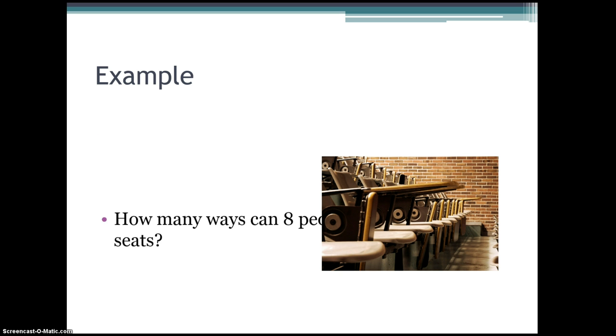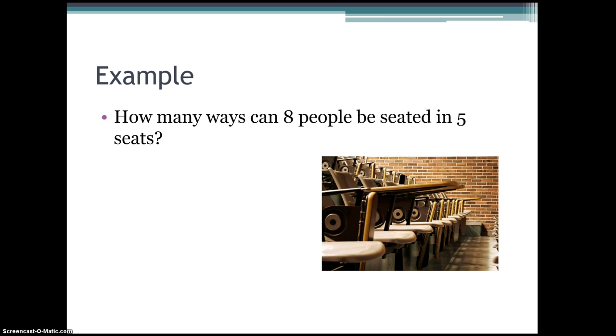Let's look at another example. How many ways can 8 people be seated in 5 seats? Now this problem's a little bit different than the last, because we're still dealing with 8 people, but we only have 5 seats. So basically 3 people are going to not have a seat. So how would that work? We have 8 people we're picking from, but we only have 5 seats.